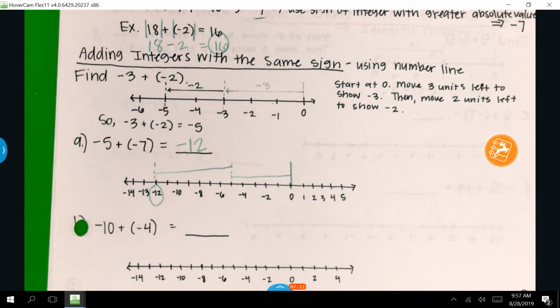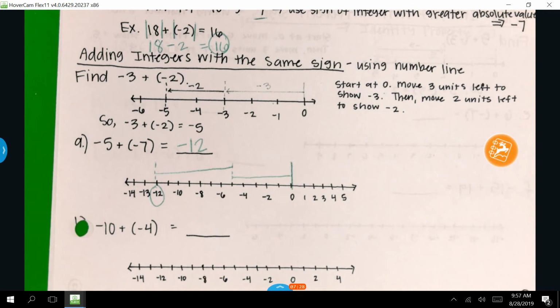Chase. Yes, you can, but we're learning how to do it on the number line. That's what we're doing on the number line. Okay.